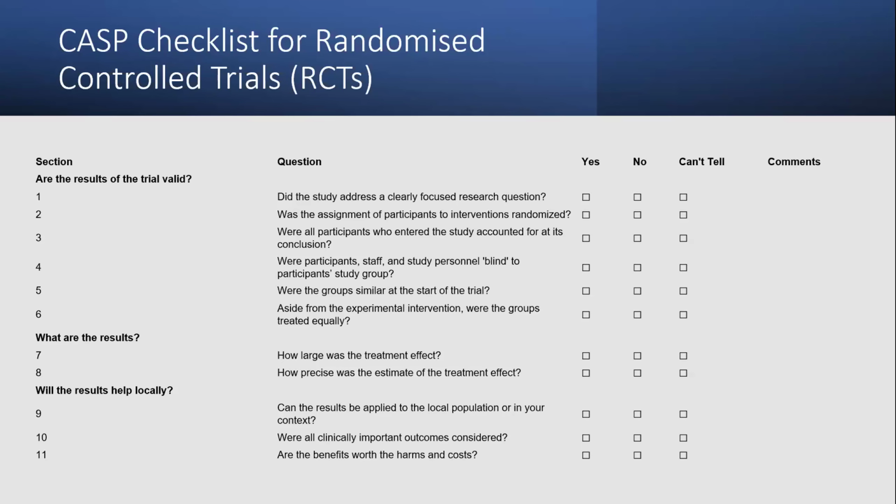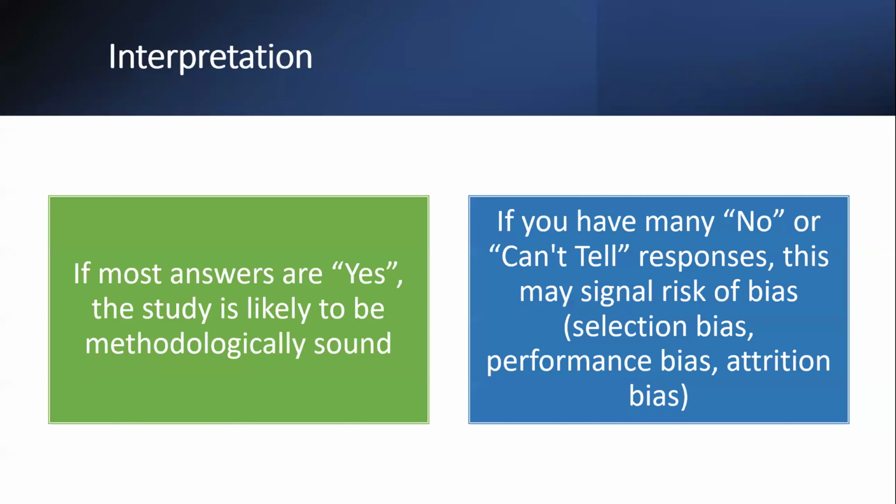Then, were the groups similar at the start of the trial? Then, aside from the experimental intervention, were the groups treated equally? How large was the treatment effect? How precise was the estimate of the treatment effect? Can the results be applied to the local population or in your context? Were all clinically important outcomes considered? Are the benefits worth the harms and costs? So all these items you have to analyze by reading your randomized control trial.